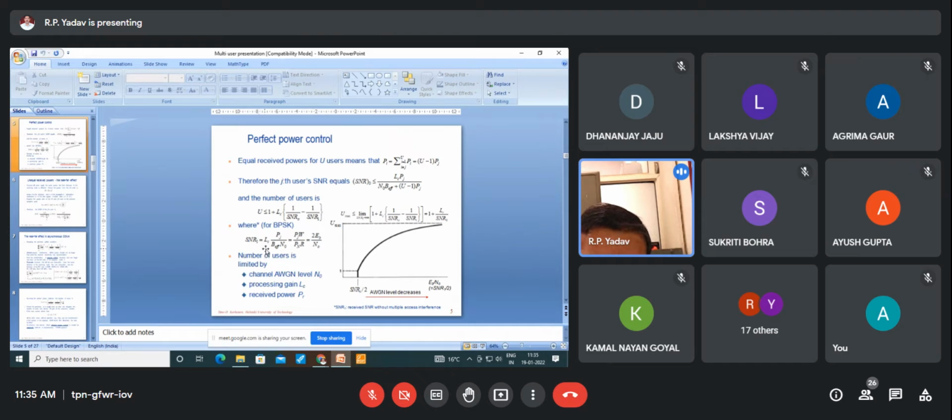Now for BPSK, I can define this relation for LC. We can call it the processing gain also. Processing gain means essentially how much expansion has taken place. That means what is the bandwidth occupied by the chip, and what is the bandwidth occupied by my baseband. So how much expansion has taken place, that represents my LC in this notation. So for the channel, I'm presuming N0 level, AWGN, processing gain as LC, and received power as PR.